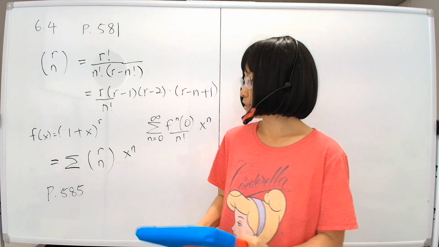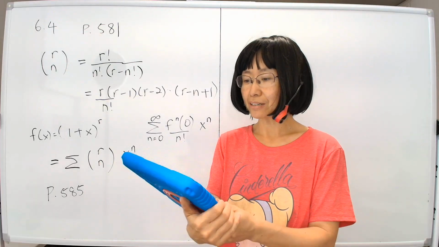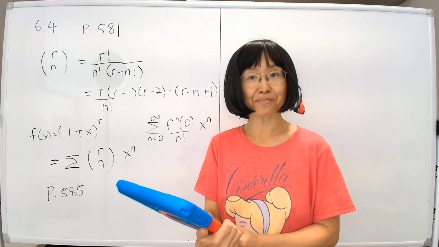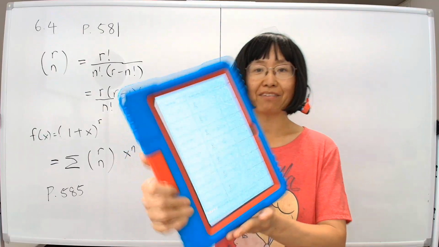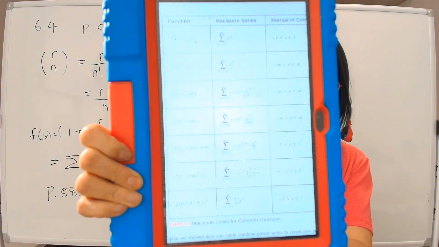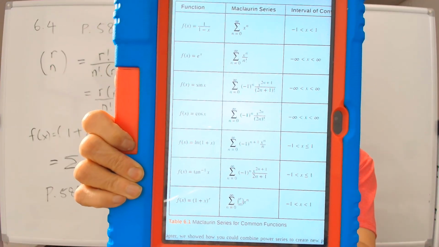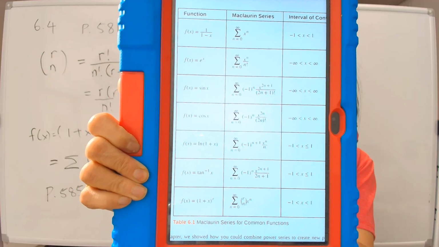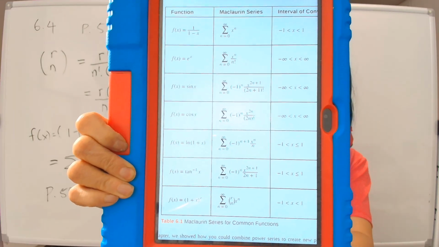Next, let's go to page 585 and look at the nice chart your book has produced of the various Taylor series we have learned so far. These are all at 0. So the book calls it Maclaurin series. That's just the Taylor series at 0.